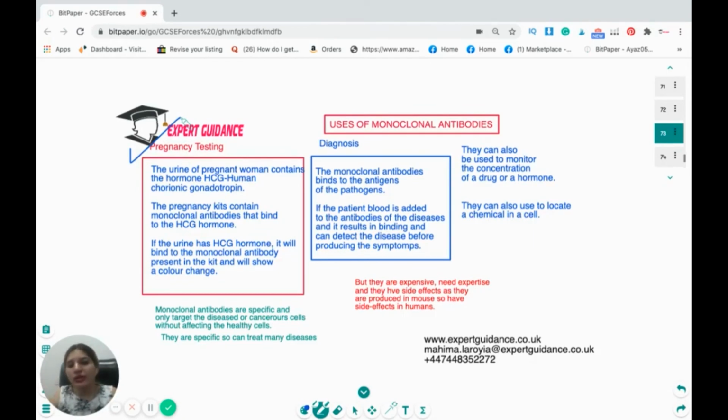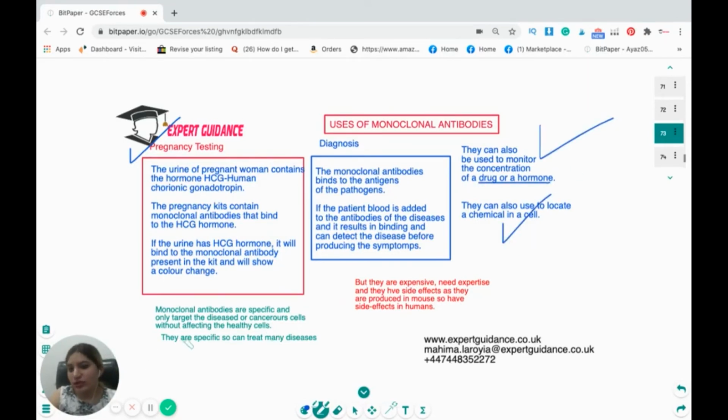The monoclonal antibodies bind to the antigens of the pathogen. So if the patient's blood is added to the antibodies of the disease and it results in binding, that can help us to diagnose whether a person is suffering from that particular disease or not. Monoclonal antibodies can also be used to monitor the concentration of a drug or a hormone. They can also be used to locate a chemical in a cell.